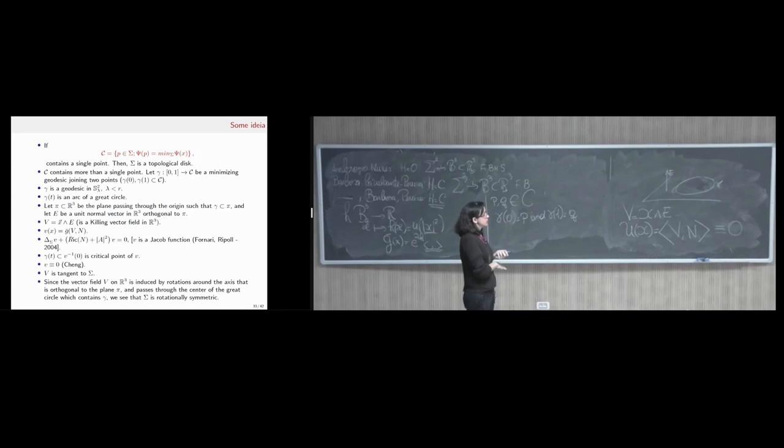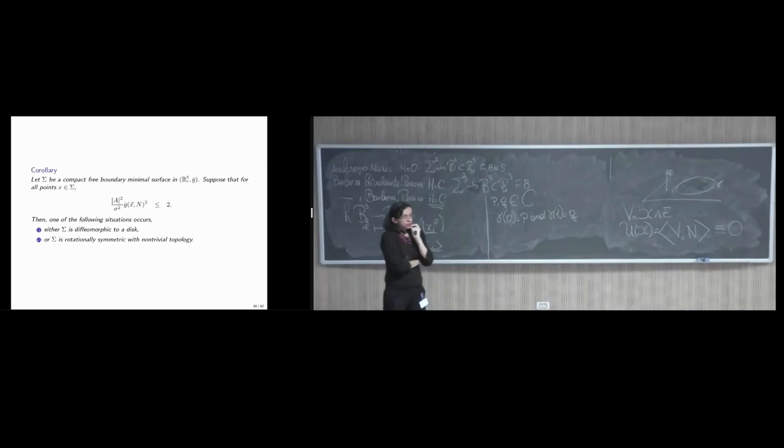Okay, let's move on. The next result is a consequence of the previous results, where you consider the case of a free boundary minimal surface in this ball. In this case, like I said before, in this ball you don't need the second condition, okay? In this case, if you have this simple gap, you have that sigma is diffeomorphic to this, or sigma is rotationally symmetric with non-trivial topology. Remember, in the case of Ambrosio and Nunes, they proved the same result, and in that case sigma is equal to one, sorry. Okay, sigma equal to one, it's the same, okay?